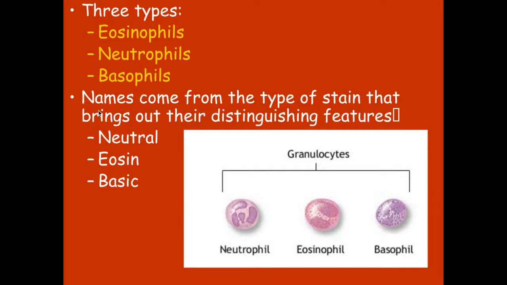The names come from the type of stain that brings out their distinguishing features. The neutrophils use a neutral stain, eosinophils, eosin stain, and basic stain for the basophils. That's how they were originally identified, and the name has stuck.